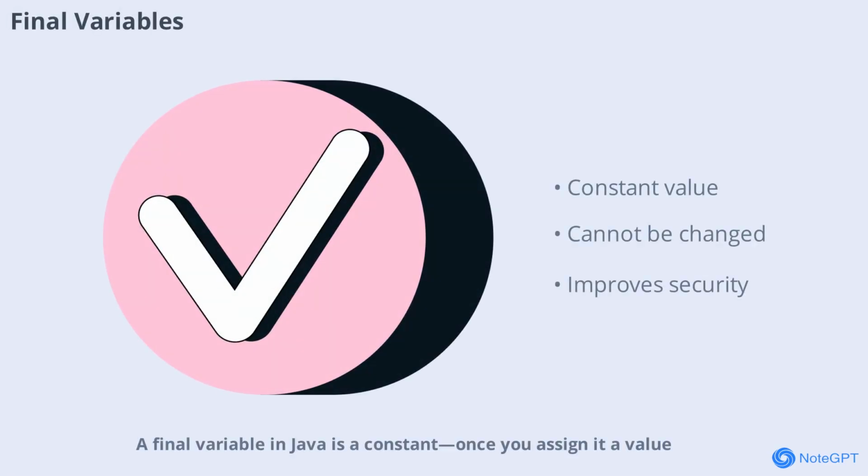A final variable in Java is a constant. Once you assign it a value, you can't change it. For example, if you declare final int speedlimit equals 90, the value of speedlimit will always be 90 throughout your program. This is useful for defining constants that should never be modified, making your code more predictable and secure.